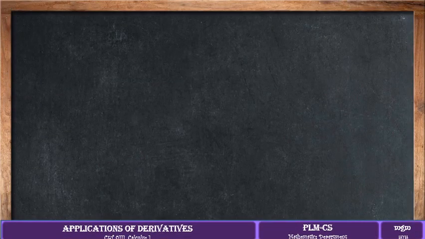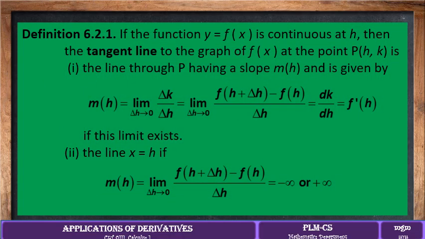We can now formally define the slope of the tangent line. By definition 6.2.1, if the function y equals f of x is continuous at h, then the tangent line to the graph of f of x at the point P(h, k) is the line through P having a slope m at h and is given by m at h is equal to the limit of delta k over delta h as delta h approaches 0, which is equal to the limit of f of h plus delta h minus f of h all over delta h as delta h approaches 0, which is equal to the derivative of k with respect to h, which is the same as f prime of h, if this limit exists, or the tangent line is the line x is equal to h if m at h is equal to negative infinity or positive infinity.